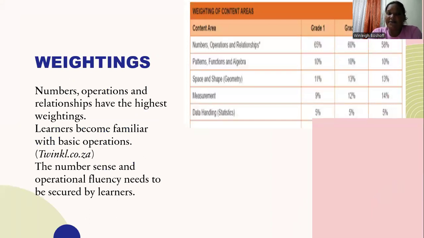The weightings. Numbers, operations, and relationships have the highest weightings. This is because it helps learners to become familiar with basic operations like addition, subtraction, division, and timetables. Learners need to have a secure number sense and operational fluency.